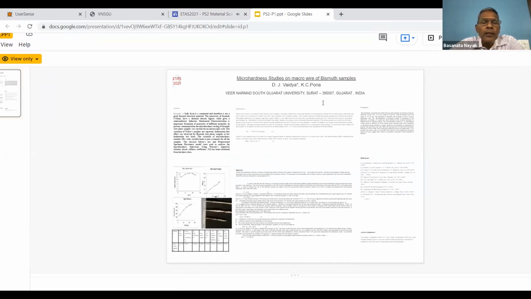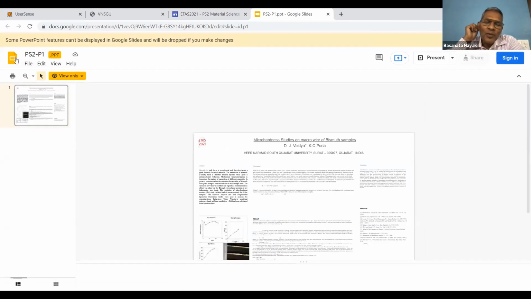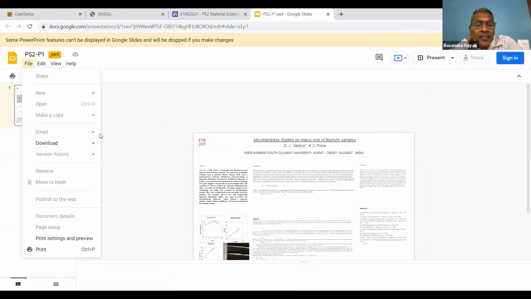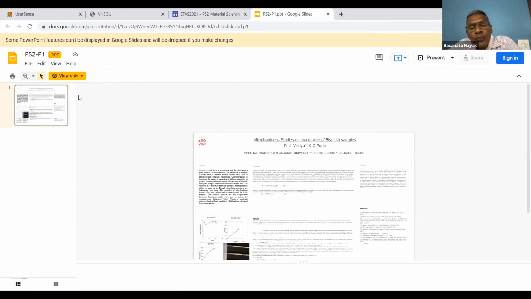I was just wondering, what do you mean by micro hardness? How to define? I was looking but not able to see, as Professor Surjit told. How do you define this micro hardness?